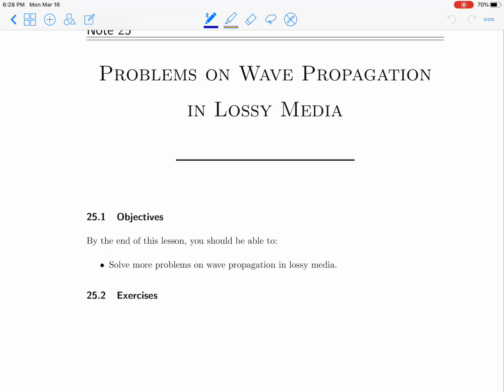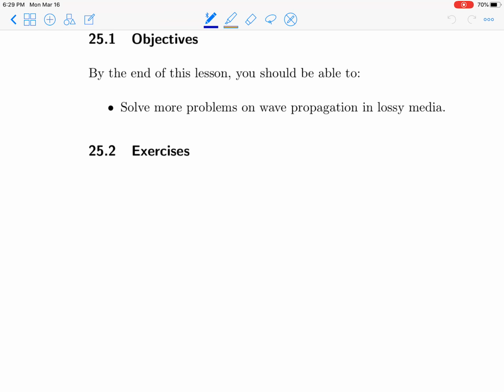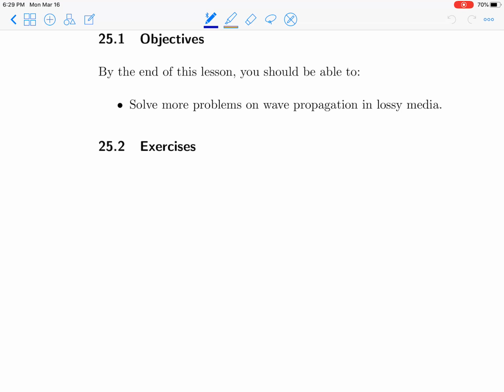In the previous lecture we talked about wave propagation in lossy media. We noticed that the electromagnetic wave will experience some sort of attenuation as it propagates in a lossy medium. We did define some parameters that characterize wave propagation in such media. Instead of listing those parameters, we're going to solve problems related to that topic.